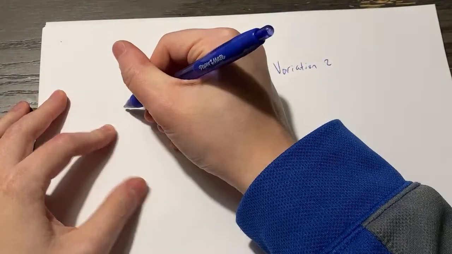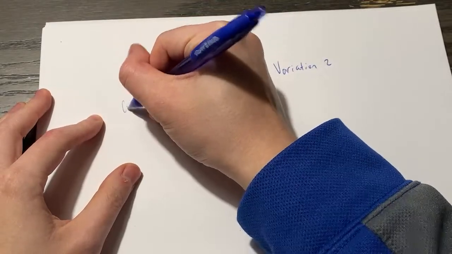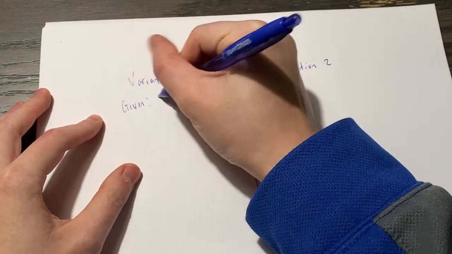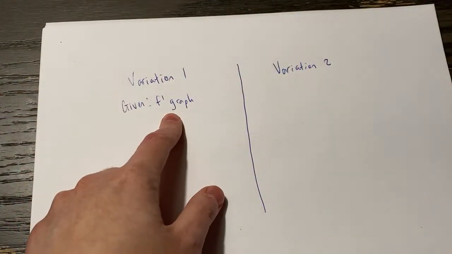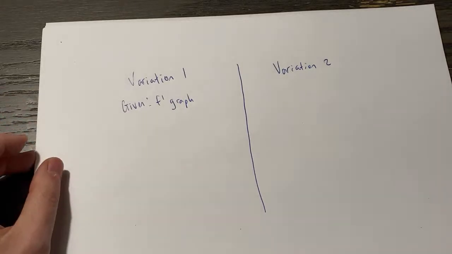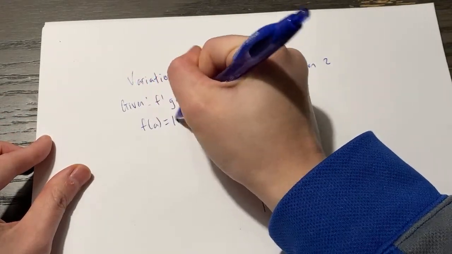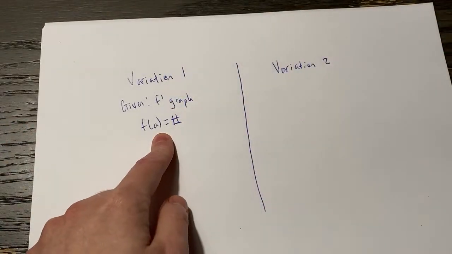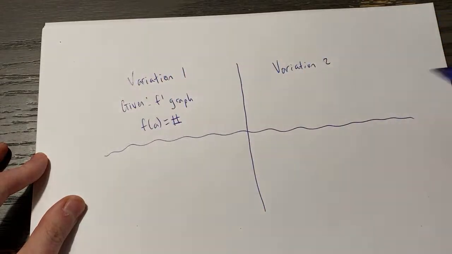The first variation is the one that everybody typically knows, which is that there's a given f prime graph. This will be a given picture. You'll see the f prime graph on the page somewhere. And then secondly, there will be an f point. The reason you have an f point is to do FTC in the future. So that's the givens of the first variation.